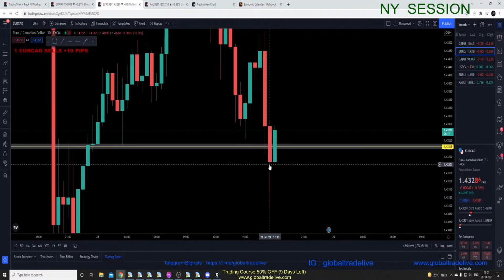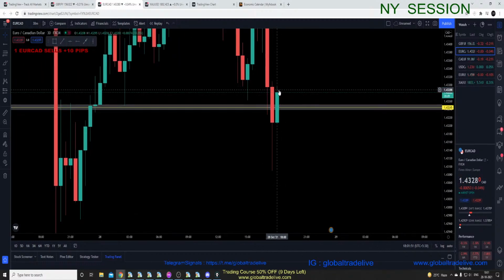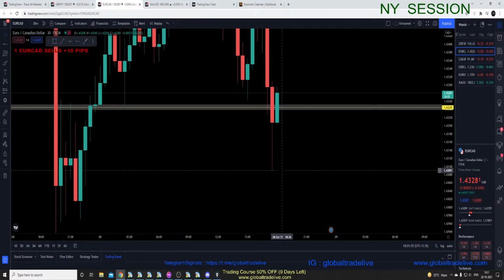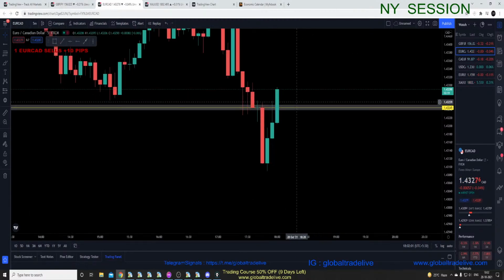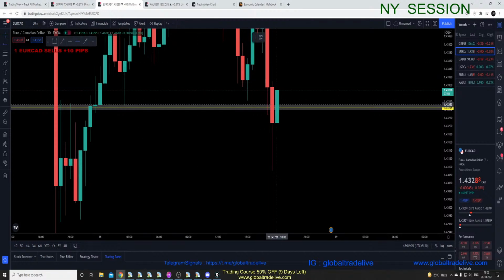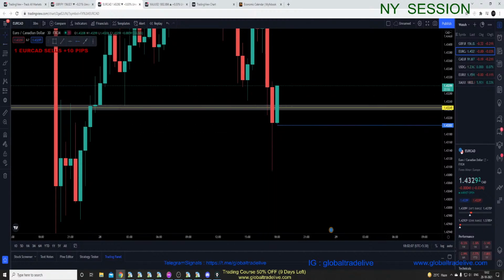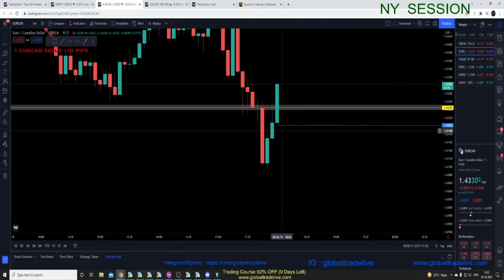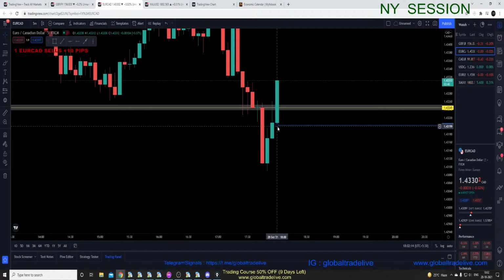Because the previous candle closed below, there is a very high chance that this candle will break its own low and move all the way down to fill the wick of the previous candle and then move further down. So what I'm gonna do is, let me just go to 30 minutes. So this is the low. Okay, so that means this will be breaking its own low.